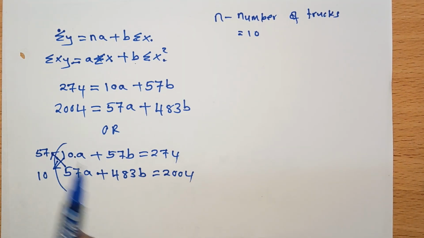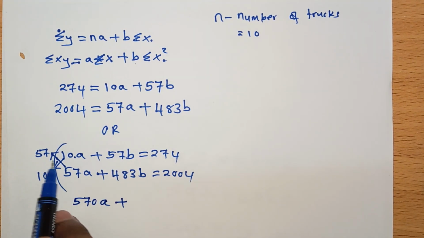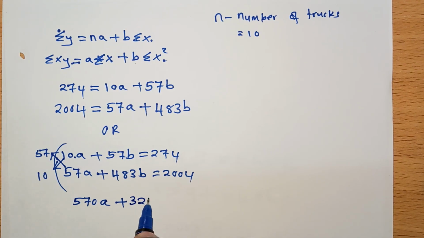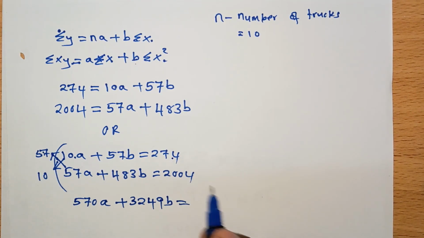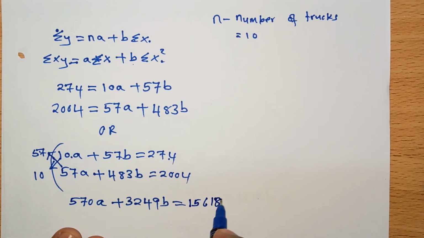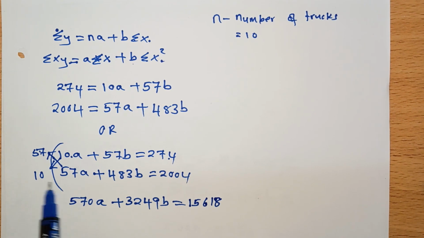So 57 times 10 will give you 570, and then you insert a. Then you add 57 times 57, it will give you 3249, and then you insert b equals 57 times 274, it will give you 15,618. Let us now go to the second one.